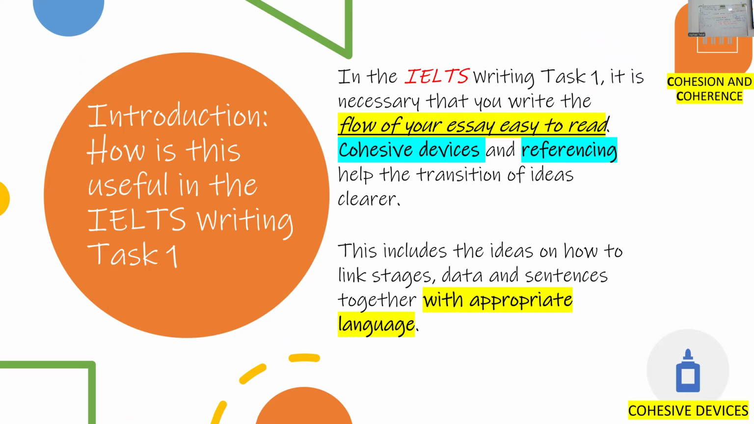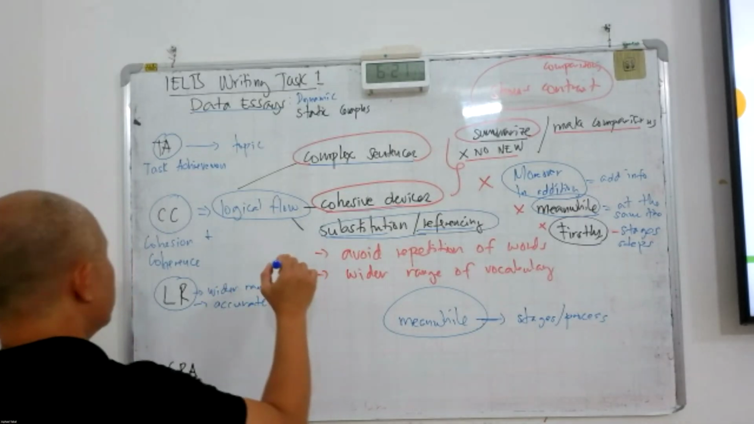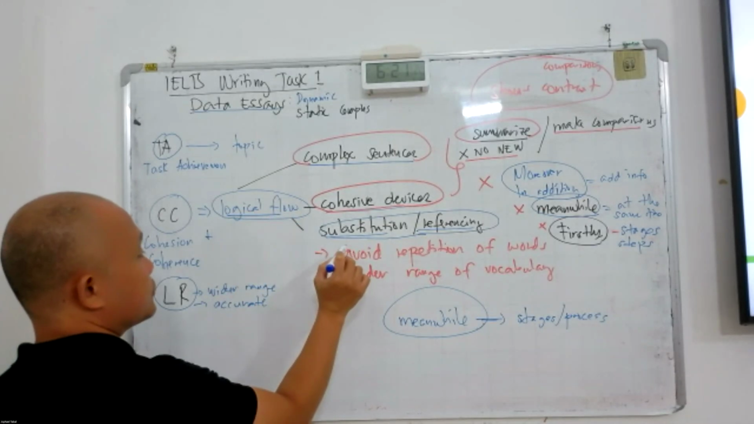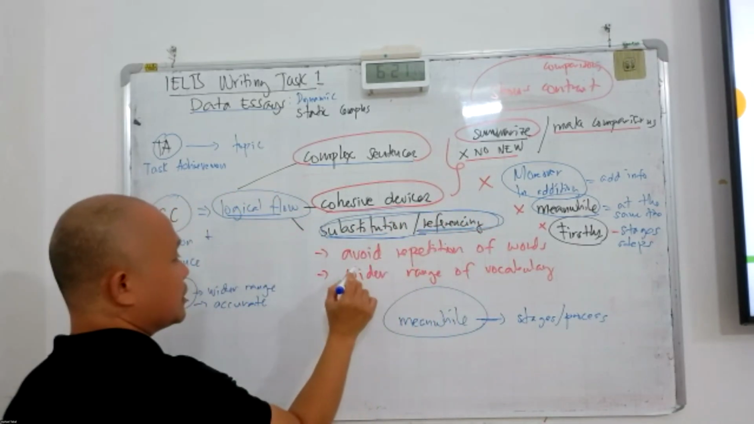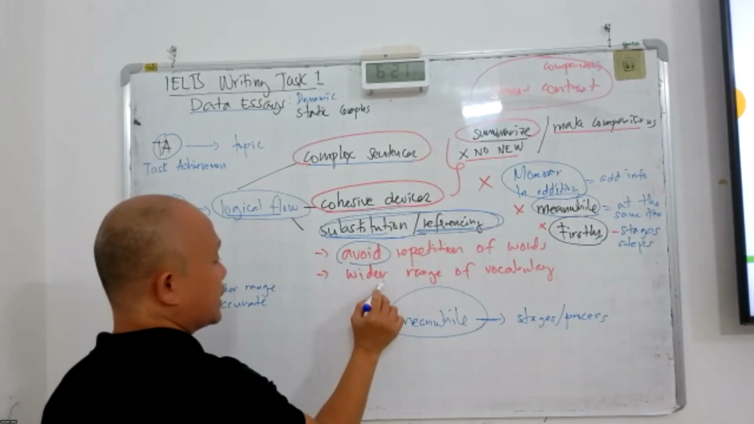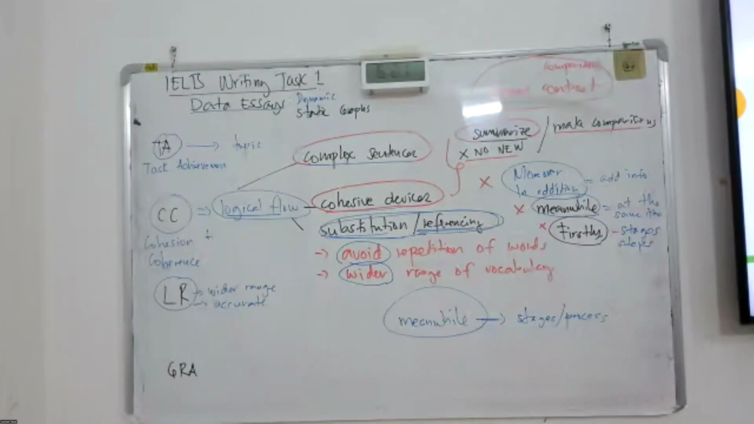Now the third one, if we check here, we call it referencing. So if you check here on the board, the third main criteria to achieve a logical flow of your essay is to have an effective use of substitution and referencing. And again, the main reason here is to avoid repetition of words and to apply a wider range of vocabulary. So let us take a look at a very good example of substitution and referencing.